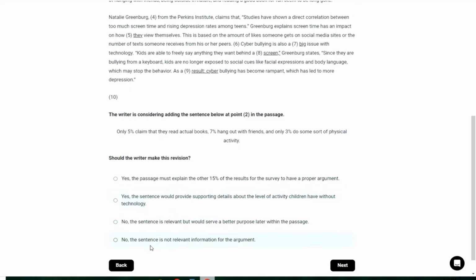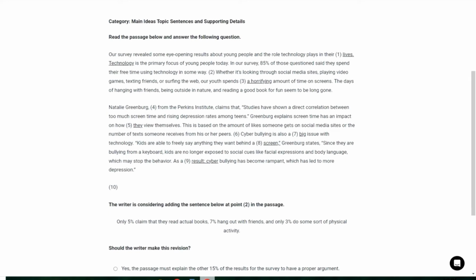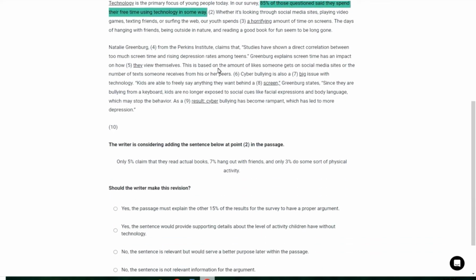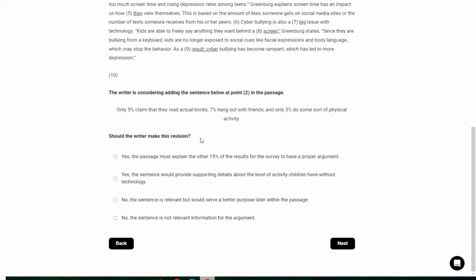And then the last one, the sentence is not relevant to information for the argument. We know that's not true because this is talking about the exact survey in the previous sentence. And so obviously this is going to have some impact that's relating to that. So now our choice is, does it explain the other 15% to have a proper argument, or is the sentence providing supporting details about that level of activity that children have without technology?